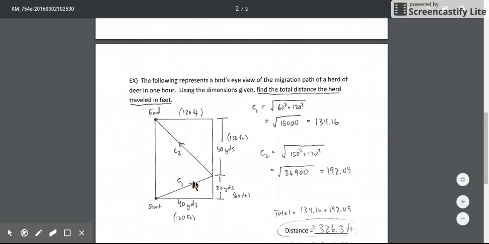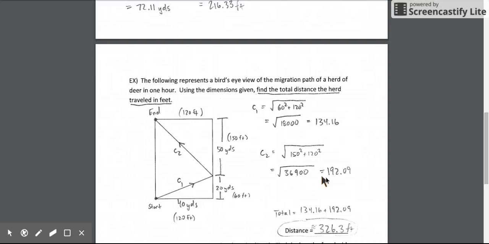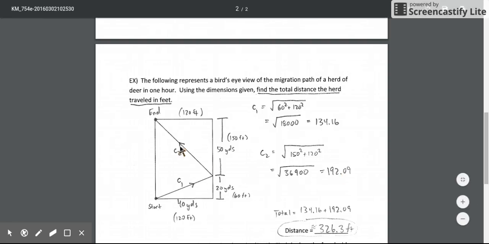So the deer are walking, stopping right here, taking a break, and then changing direction and walking over here. So let's solve for this second length right here. Again, we're solving for the hypotenuse. We could do the exact same process we did up here, but just change the leg values. So we take the square root of 36,900, and we get 192.09 approximately. So that's our second length right there.